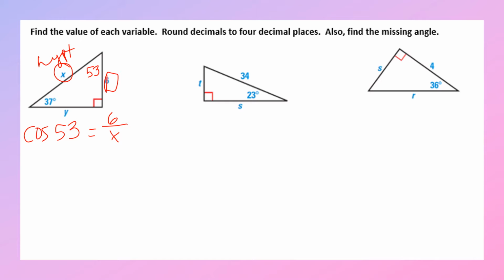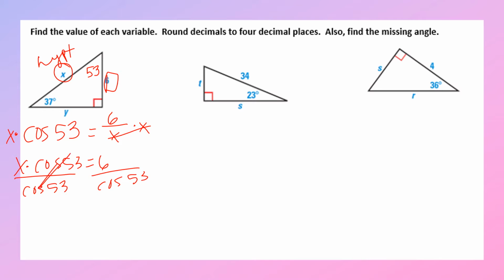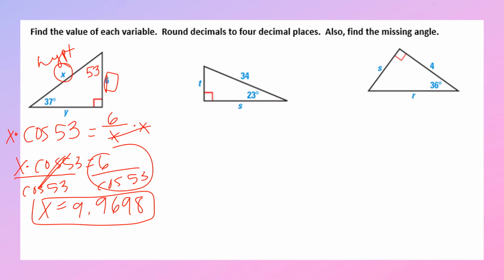So in order to get x by itself, these ones are the ones that you have the most trouble with. You have to multiply both sides by x. You get x times the cosine of 53 equals 6. And then to get x by itself, I need to divide both sides by cosine of 53. When that happens, I end up getting x equals 9.9698, and that is rounded to 4 decimal places. You just have to put this in your calculator to get your answer.